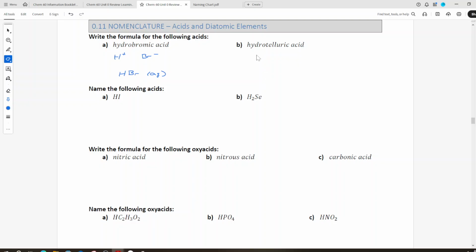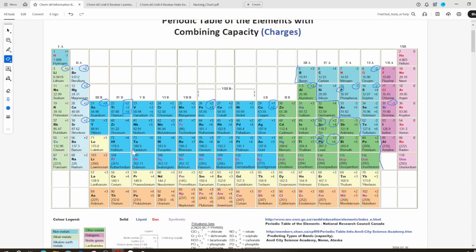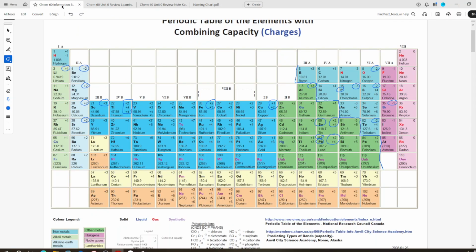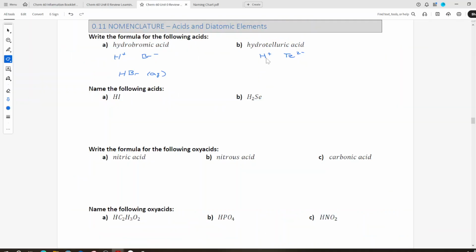Okay, try hydrotelluric. Right, so I'm going to look up tellurium. There it is. So tellurium is -2 when it's acting as the anion. It was Te, right? Yep. So it's going to be H2Te, and that's going to be hydrotelluric.